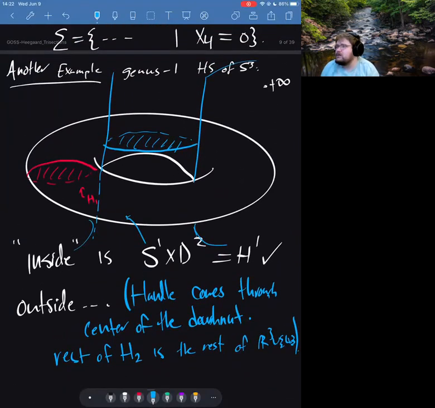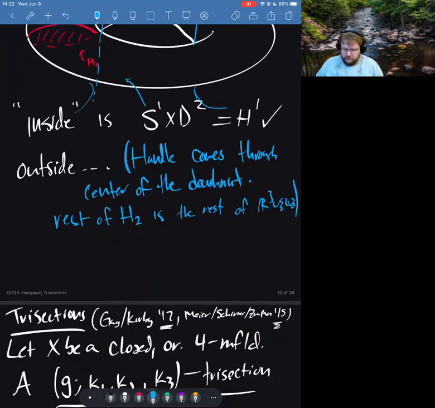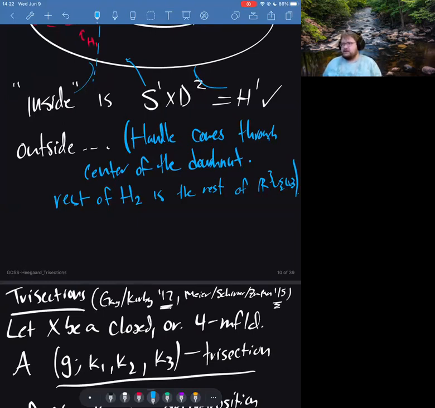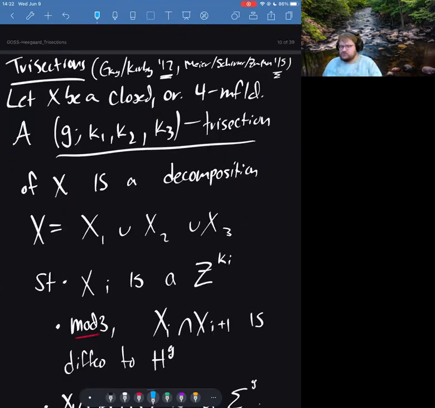Okay. So that's a three-dimensional picture. And this has been known since the 1890s. The four-dimensional picture wasn't as clear until recently. So in 2012 or 2015, depending on if you want to use arXiv dates or publication dates, Gay and Kirby introduced what's called trisections of four manifolds. I'm also including references to the Meier-Schirmer-Zupan paper because they expanded on the definition a little bit, and I'll point out their contributions to this theory as well. So here, X is going to be a closed orientable four manifold. Within the past 3 years or so, there have been results for both non-closed and non-orientable four manifolds as well, stating that they exist.